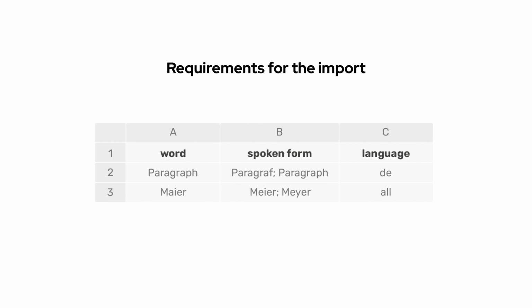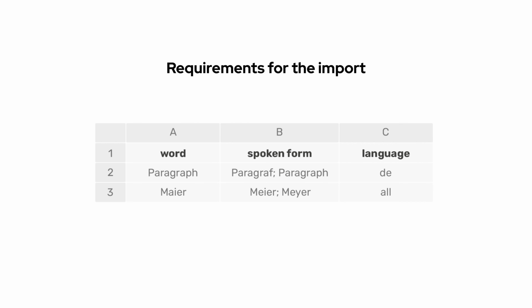In the word column, write the desired spelling of the word. In the column spoken form, you can enter up to 10 spoken forms. Please separate the words with a semicolon. If you do not specify a spoken form, the system will automatically adopt the spelling from the word column as the spoken form.